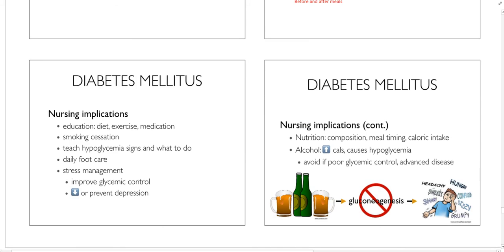And we want to educate them on diet and exercise, smoking cessation as a general health promotion thing, how to notice hypoglycemia, which includes also thinking about the pounding or racing heart rate that occurs when you become hypoglycemic. Daily foot care is a big deal because they have pedal neuropathy, which can lead to gangrene and foot ulcers if they don't take care of it. And then stress management, because that can help to improve glycemic control and also reduce depression.